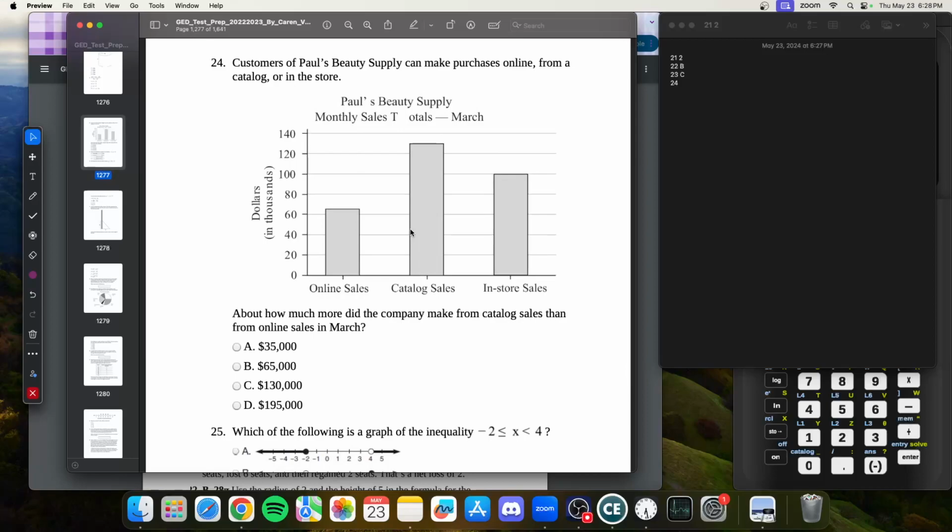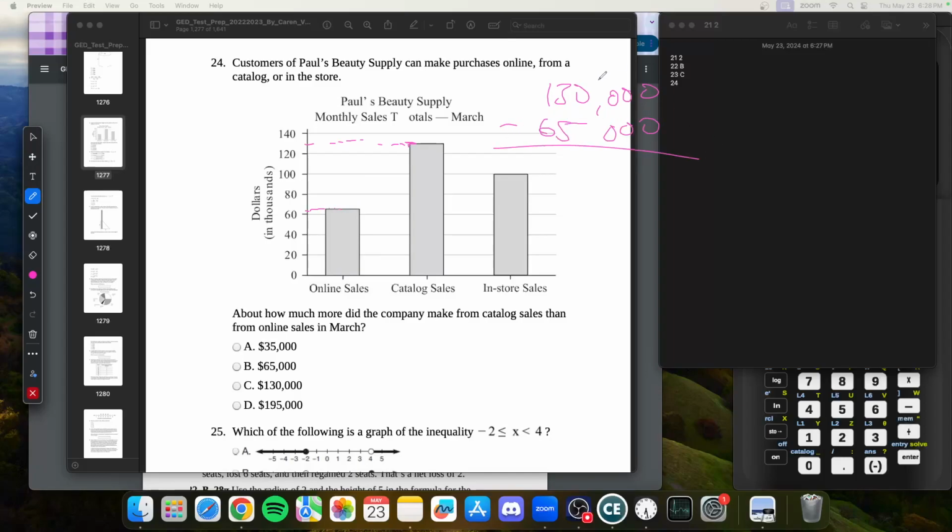About how much more did the company make from the catalog sales than from online sales? Okay. Well, according to the chart, catalog sales was like 130,000, and then online sales were like, I don't know, 65,000, something like that. So it's going to be somewhere around 65,000. Could be the correct answer.